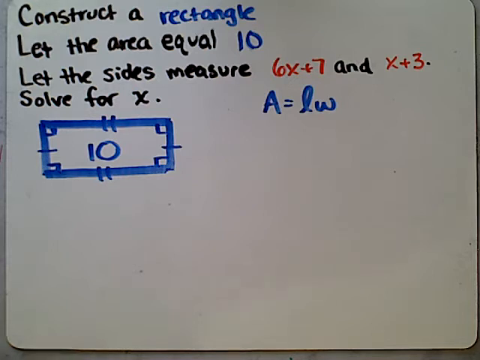What I first recommend here is drawing the actual rectangle, maybe putting 10 in the middle to remind yourself you're talking about area and not perimeter. A lot of students get those confused. The area of a rectangle is the length times the width.